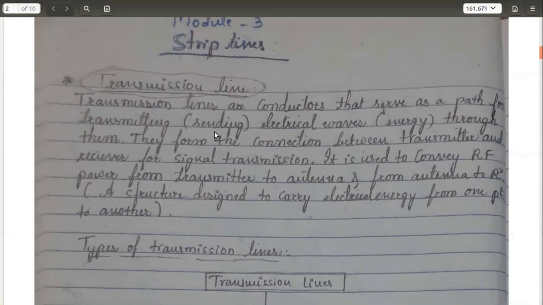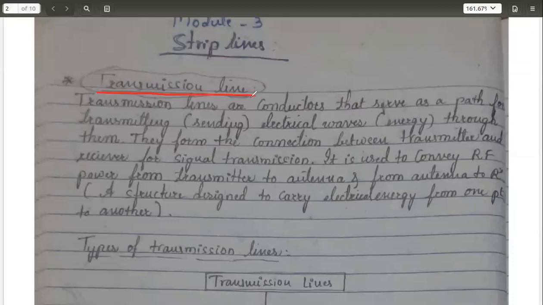In today's session, we are going to look at the introduction part of your module 3. We will be starting with module 3 today, that is strip lines. We have already taken some introduction part in the previous session, but let me just recall, as it was very long back, almost last week we had taken the session. So let us have an introductory, quick recall on the introduction.